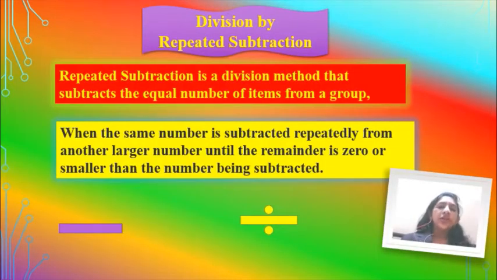Now let us learn more about division by repeated subtraction. Repeated subtraction is a division method that subtracts an equal number of items from a group. When the same number is subtracted repeatedly from another larger number until the remainder is 0 or smaller than the number being subtracted, it is known as division by repeated subtraction.